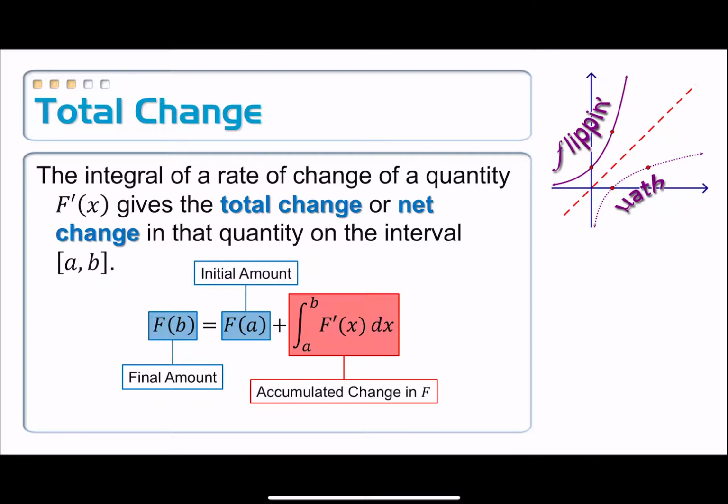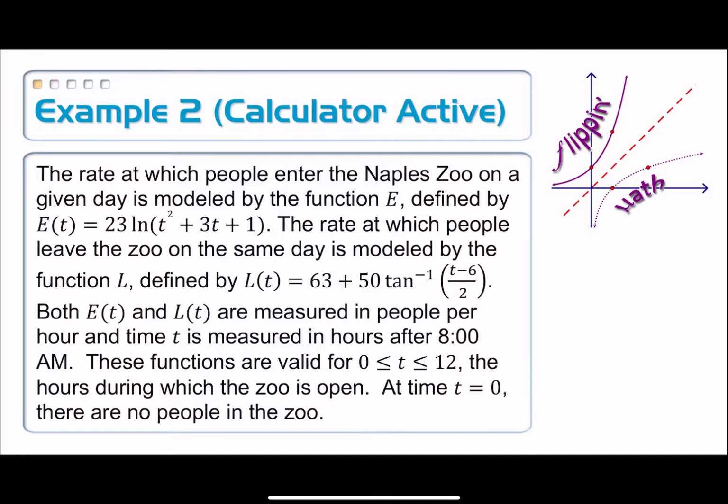So we have a final amount, this big F of b, is equal to some initial amount, big F of a, plus our accumulated rate of change from that definite integral. And we've seen this play out on a couple of our questions so far, and it's definitely going to play out in this zoo question that we have in example 2, which is also calculator active.